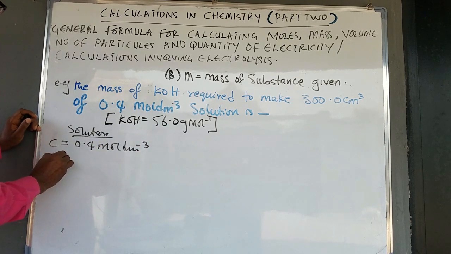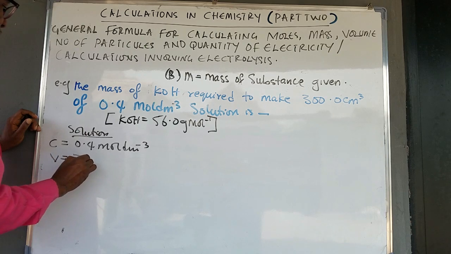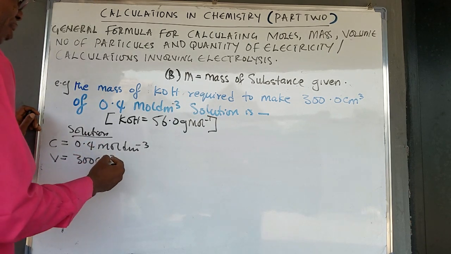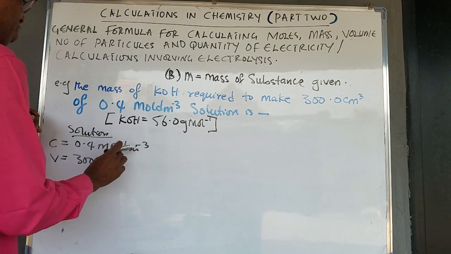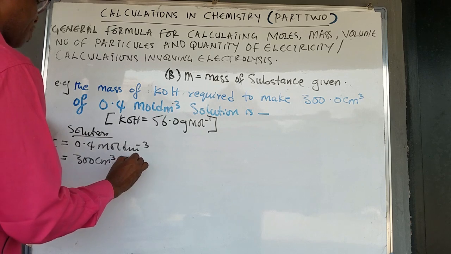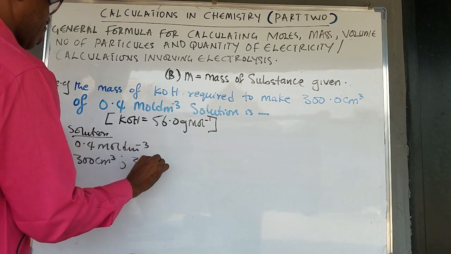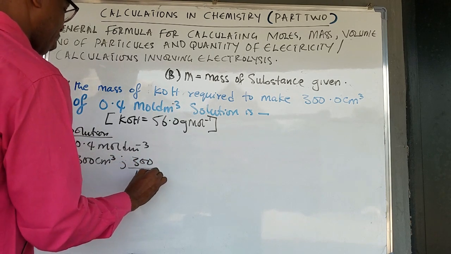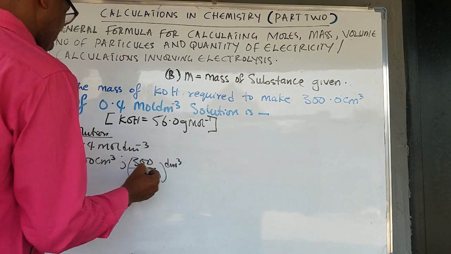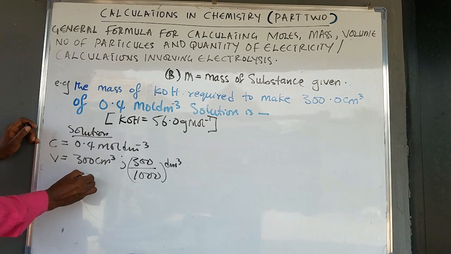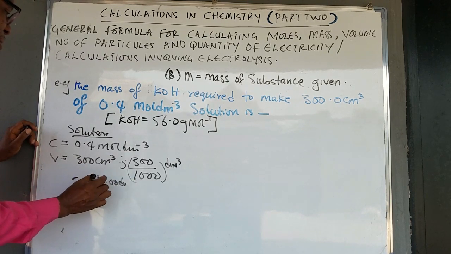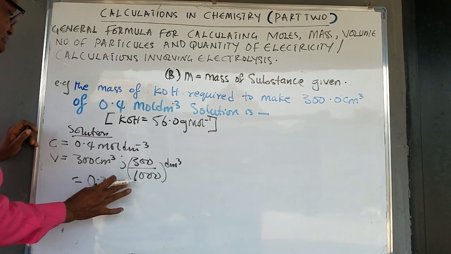We also have V. V is 300 cm³, and I told you that in any case like this, since you are linking with dm³ here, you convert to dm³. That will give us 300 over 1000 dm³. When you finish calculating it, it will give you 0.300, just 0.30, okay?